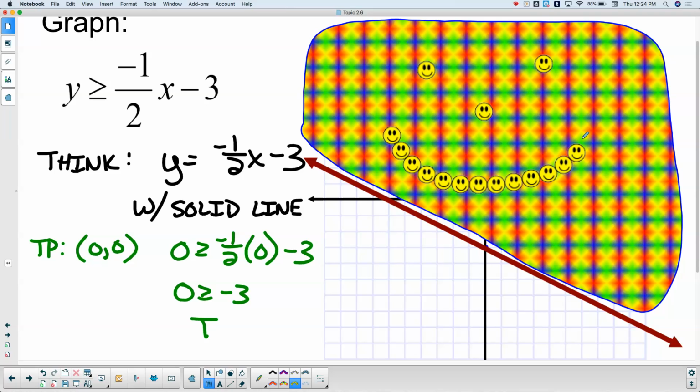What's wrong? I can't see the 0, 0. That's okay. You know it's in there. You know what I mean? All right.